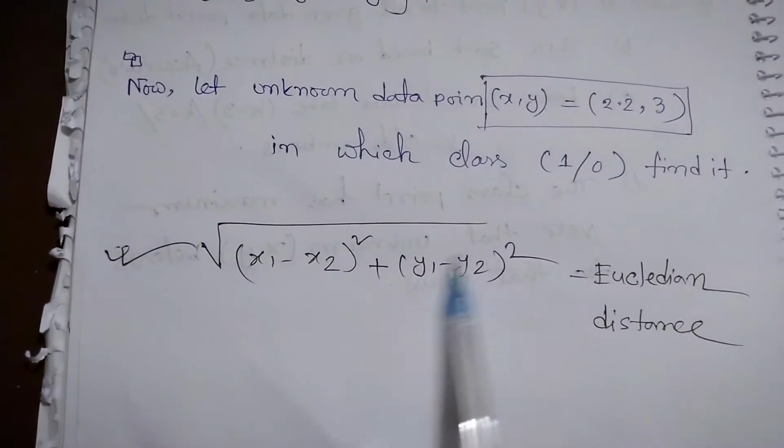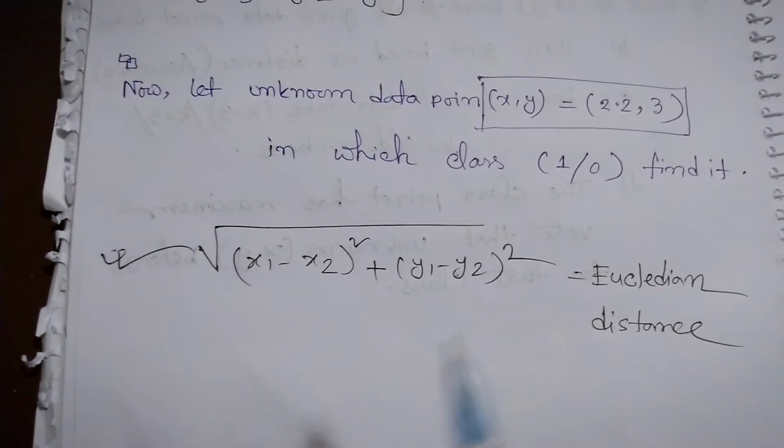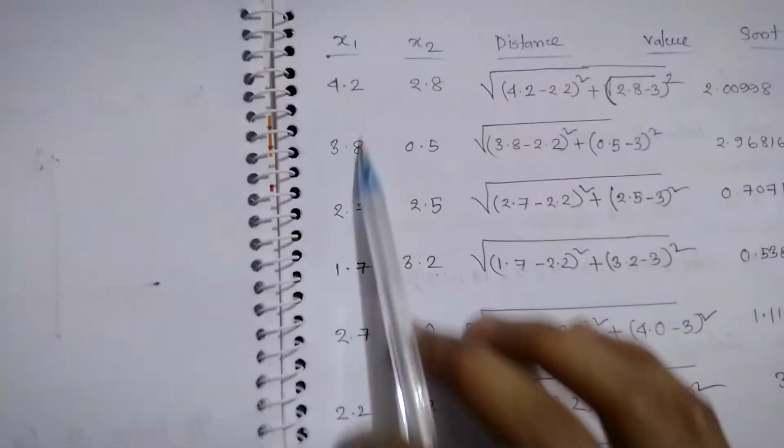So our formula is, again, the Euclidean distance formula. Based on it we will apply this algorithm. This is the same data set, given from here.